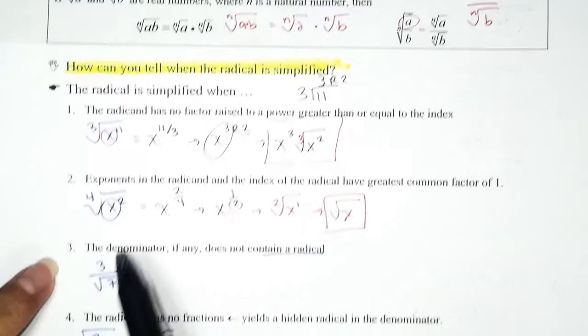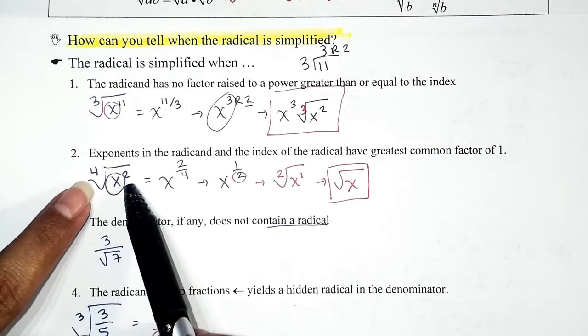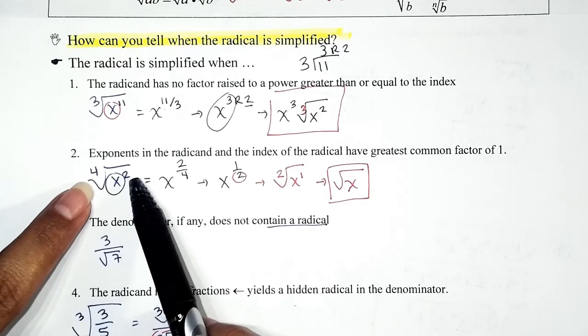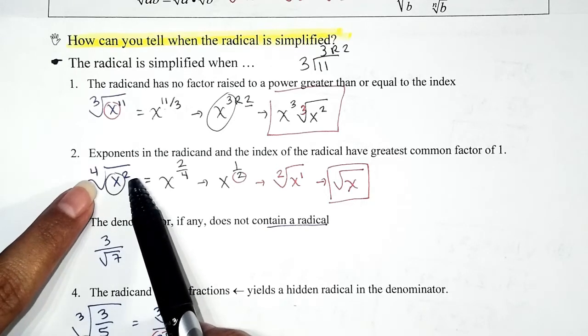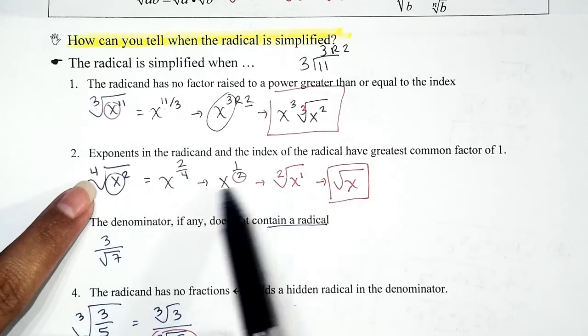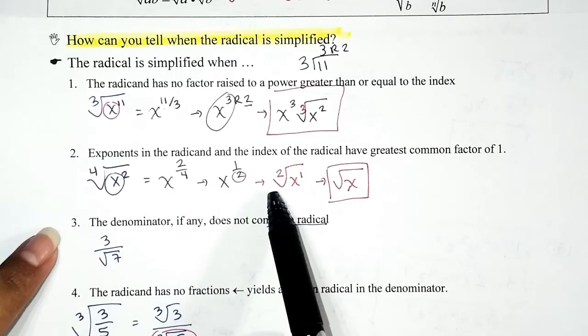Now if it appears that you cannot simplify the radical, make sure that the exponent inside the radicand and the index don't have any factors in common other than 1. If they do, then handle it, meaning put it in exponential form, clean it up, and then backtrack it to radical form.